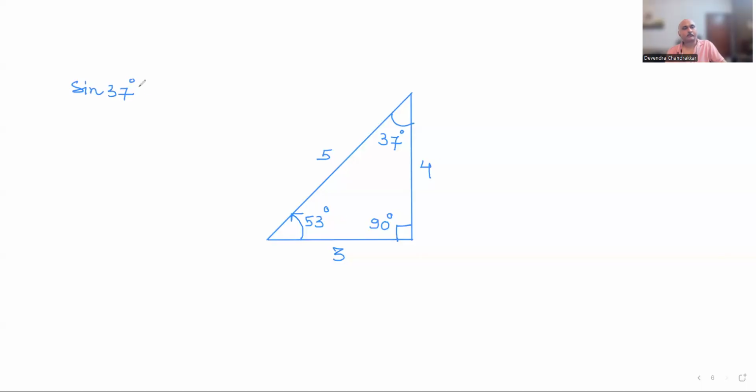Find these values: sine 37, cos 37 degrees, sine 53 degrees, and cos 53 degrees. Please write the answers quickly.